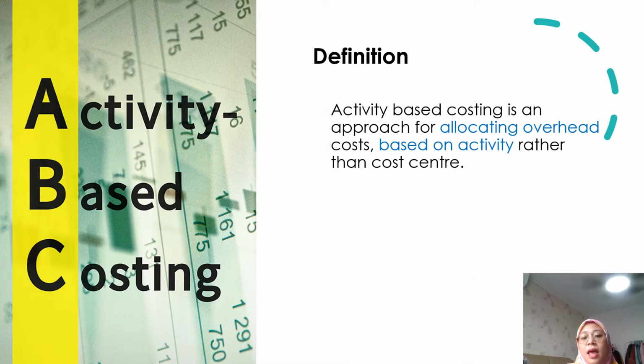Activity-based costing is an approach for allocating overhead costs based on activity rather than cost center. Cost center here means department. So instead of looking at the cost allocated per department as we have done in the previous topic, we are zooming in into the activities that cause the cost to be incurred.